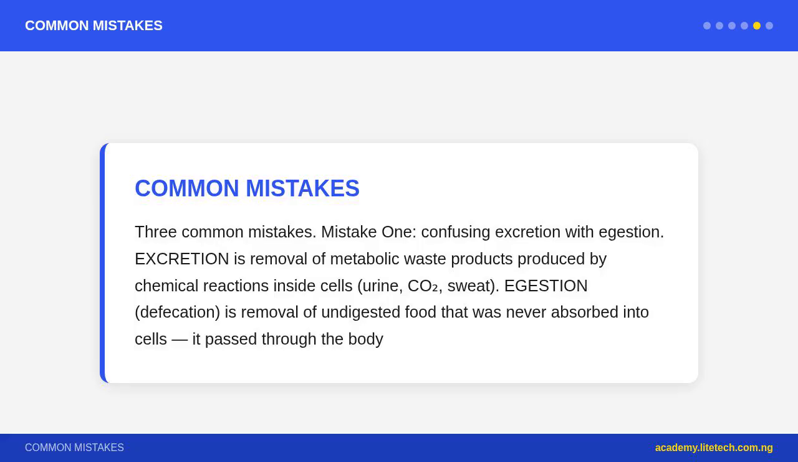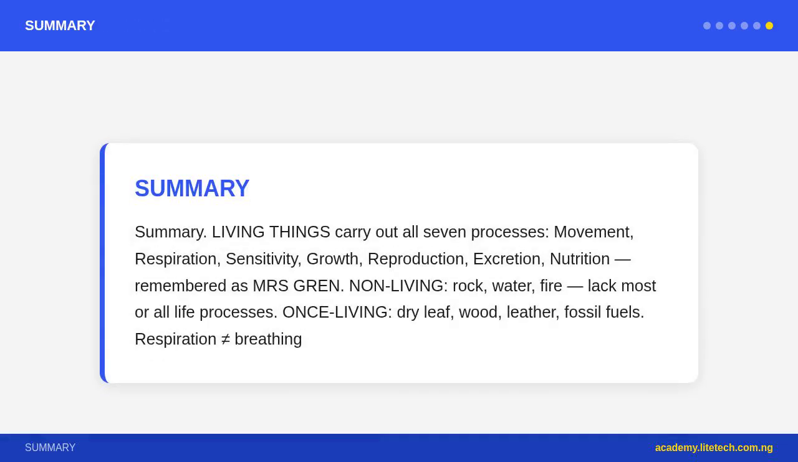Mistake 2. Thinking movement only means walking or running. Plants move: they grow towards light, open and close flowers, and their roots grow downward. Movement is any change in position or orientation, even at the cellular level. Mistake 3. Saying non-living things cannot move. Non-living things can move. A ball rolls, a river flows, fire spreads, but they do not carry out all 7 life processes. The test for life is all 7 characteristics, not just one.